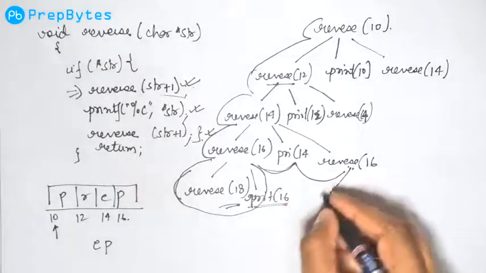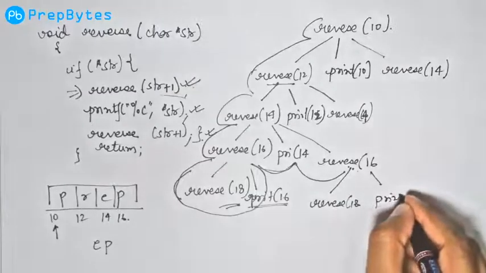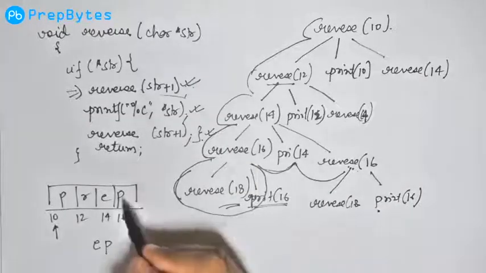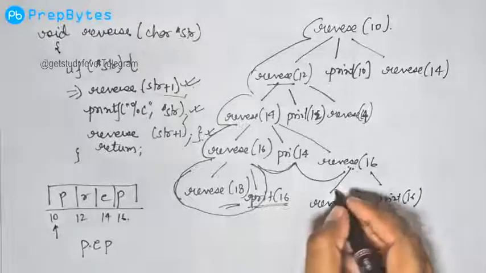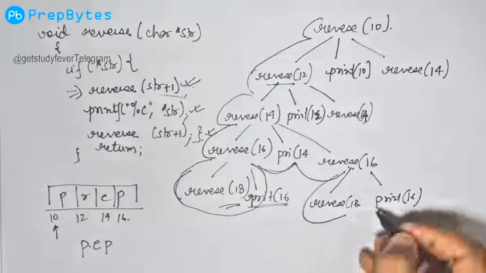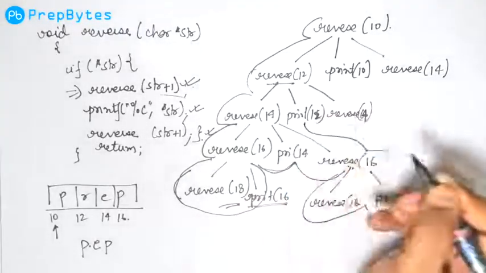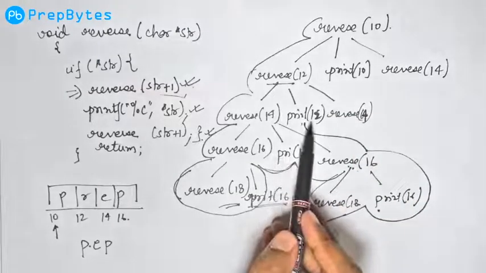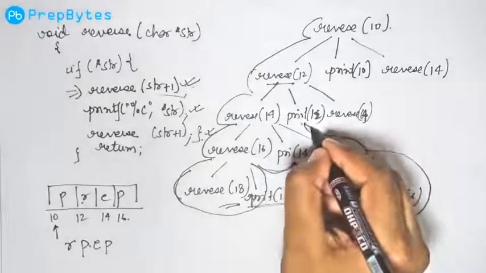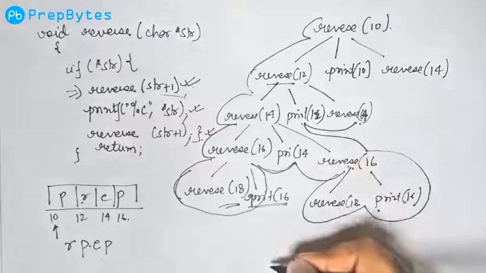So reverse 16 further calls reverse 18 and prints 16. What do we have in 16 place here? P. So P gets printed because reverse returns, because reverse has nothing to execute, so print is executed. So after print is done, this is already executed, it goes back to print of 12. What is to be printed at the 12th position? We have R, so R gets printed. Now again the function goes to here. Reverse 14 will further have its own tree of execution.